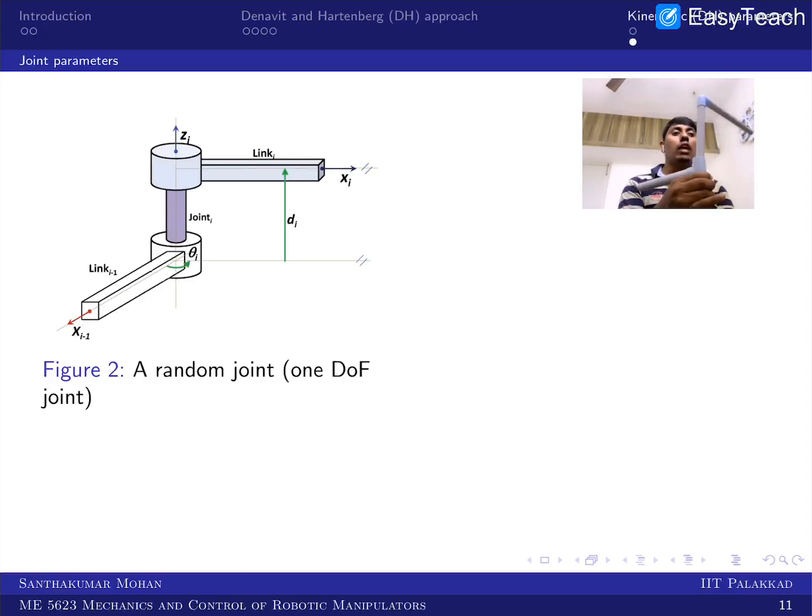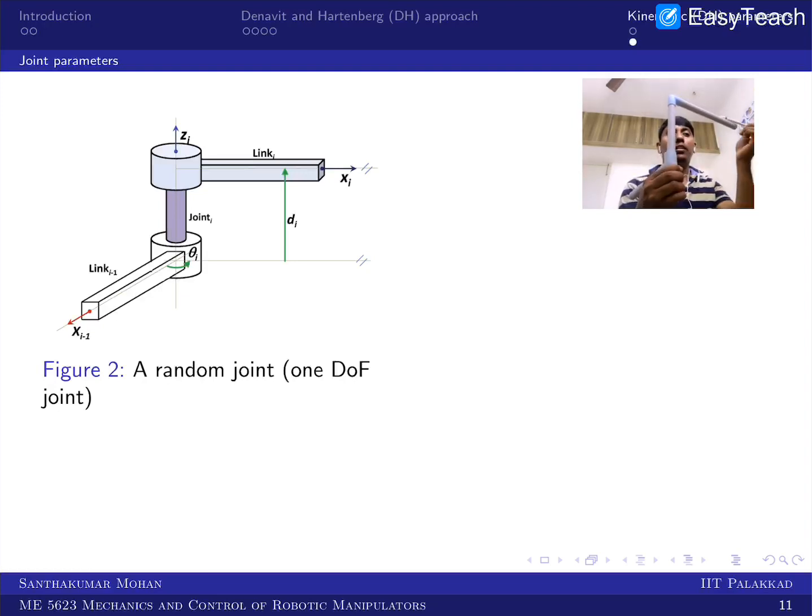That's all. So now what you are seeing is link i minus 1, link i plus 1 and this is link i. Or you can say this is link i minus 1 and this is link i, then this is joint i. The joint i gives the relation between link i minus 1 and link i. So what you have to see as the reference is this axis. Already you know this is the joint axis. The joint axis is associated with your z axis. So zi is already known.